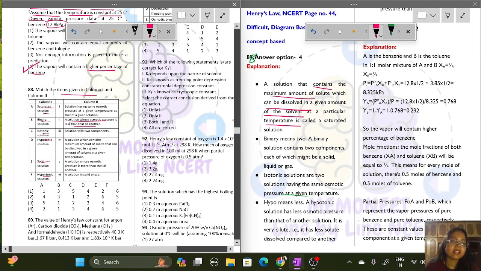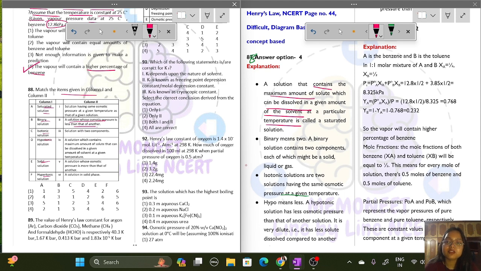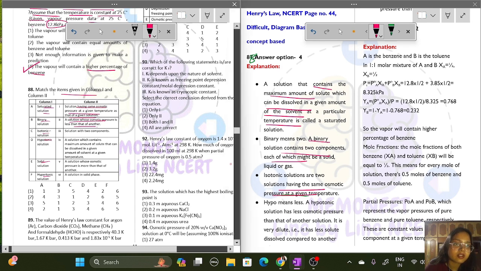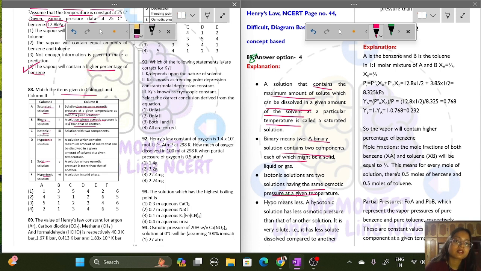Next is binary solution. Binary solution means a solution having two components. Binary means two. Next is isotonic solution. Isotonic solution is having the same osmotic pressure at the given temperature as that of the given solution. I think the option is incorrect here. Wait.